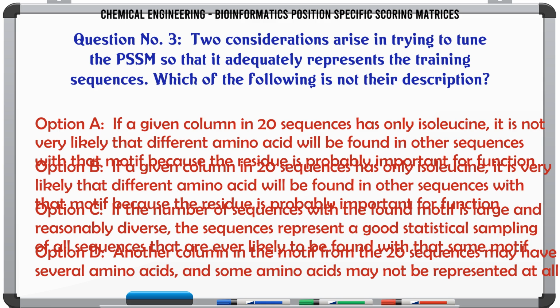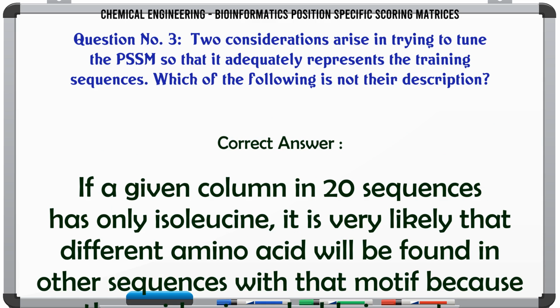C. If the number of sequences with the found motif is large and reasonably diverse, the sequences represent a good statistical sampling of all sequences that are ever likely to be found with that same motif. D. Another column in the motif from the 20 sequences may have several amino acids, and some amino acids may not be represented at all. The correct answer is: if a given column in 20 sequences has only isoleucine, it is very likely that a different amino acid will be found in other sequences with that motif because the residue is probably important.